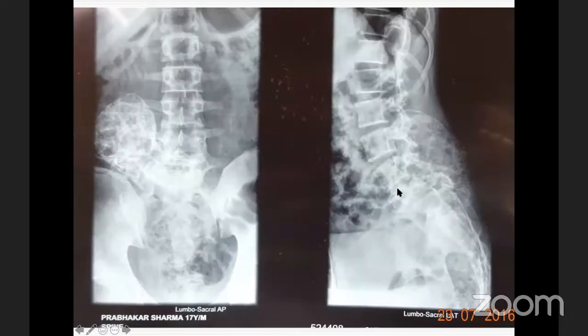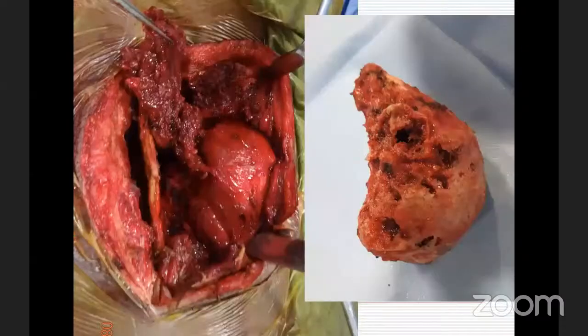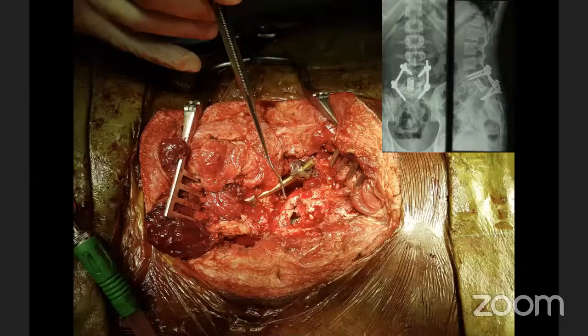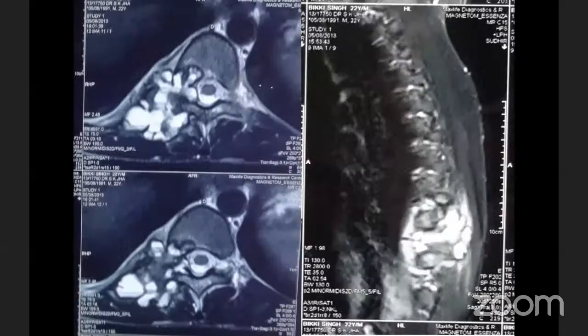Just to show you an example, this looks like a very vascular tumor. You can see on the X-rays that it's a big tumor arising from the lumbosacral junction. And this is the CT as well as its pre-op angiography. When we did the angioembolization, we took out the whole tumor with just 300 ml blood loss. And this is the reconstruction. You can see such a big defect we have created, and it was reconstructed without any issue. This came out to be an infiltrating angiolipoma, which is a very vascular tumor.